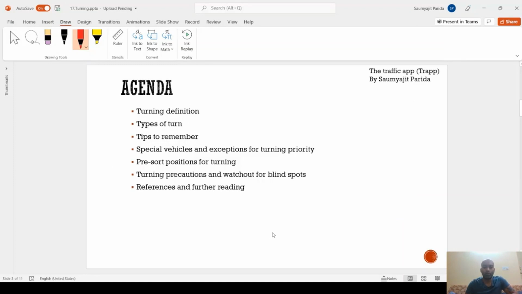We will first learn about the definition, then we'll discuss the types of turn, some tips, some insights, then special vehicles and exceptions for turning, priority, pre-sorting positions, turning precautions, and at the end, references.